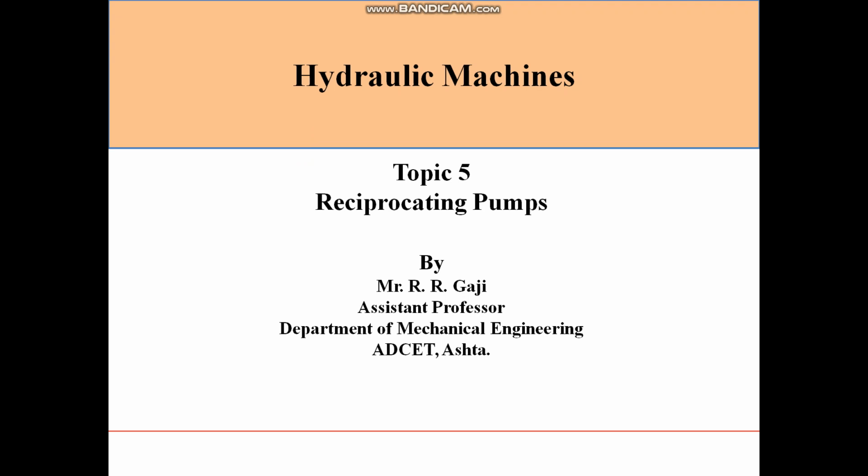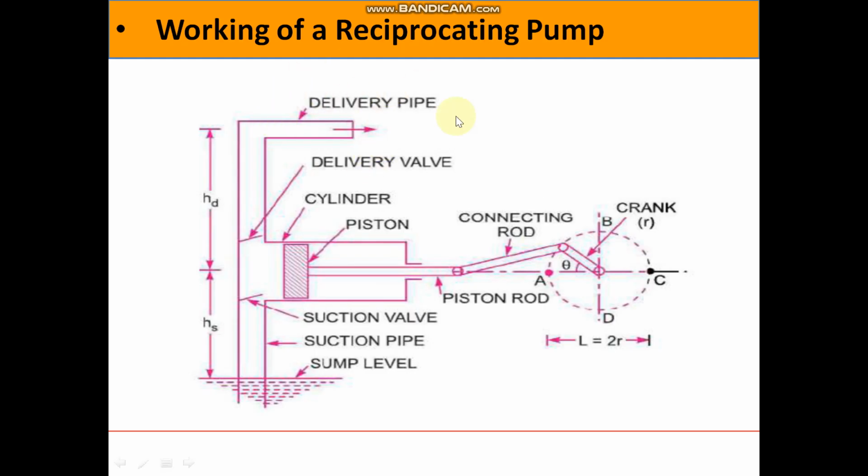So let's start. This is a schematic of a single acting reciprocating pump, which consists of the cylinder, piston rod, connecting rod, crank, suction pipe, delivery pipe, along with suction valve and delivery valve. The reciprocating pump has to create head minimum Hs plus Hd, that is total head. Total head is the summation of suction head and delivery head.